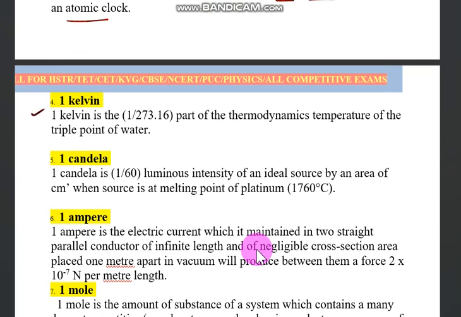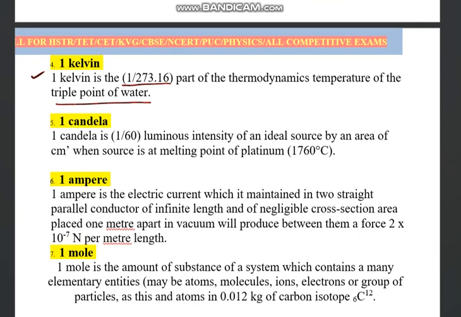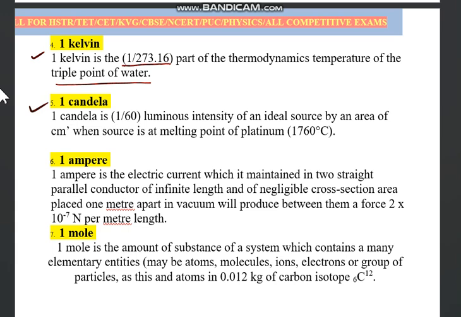Next, 1 Kelvin. What is the exact meaning of 1 Kelvin? 1 Kelvin is 1 by 273.16th part of the thermodynamic temperature of the triple point of water. As we go through the thermodynamics topics, you will come to know what the triple point of water is. One candela is 1/60th of the luminous intensity of an ideal source per square centimeter area when the source is at the melting point of platinum, that is 1760 degrees Celsius.